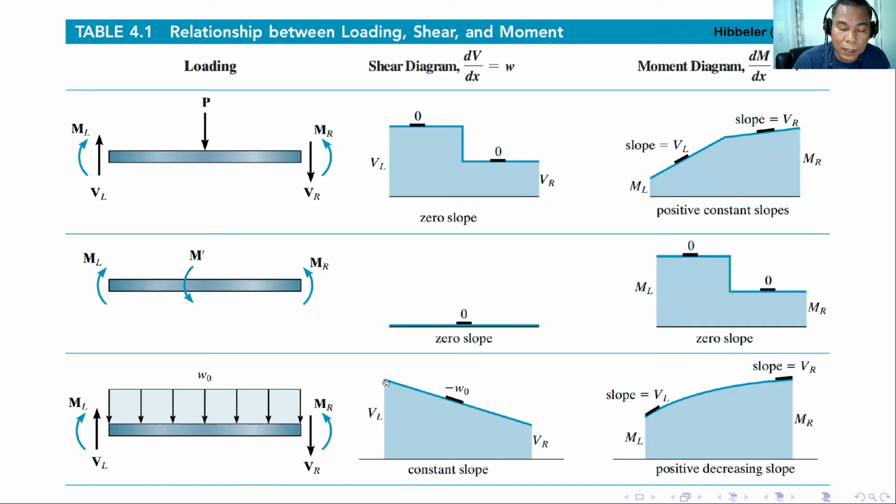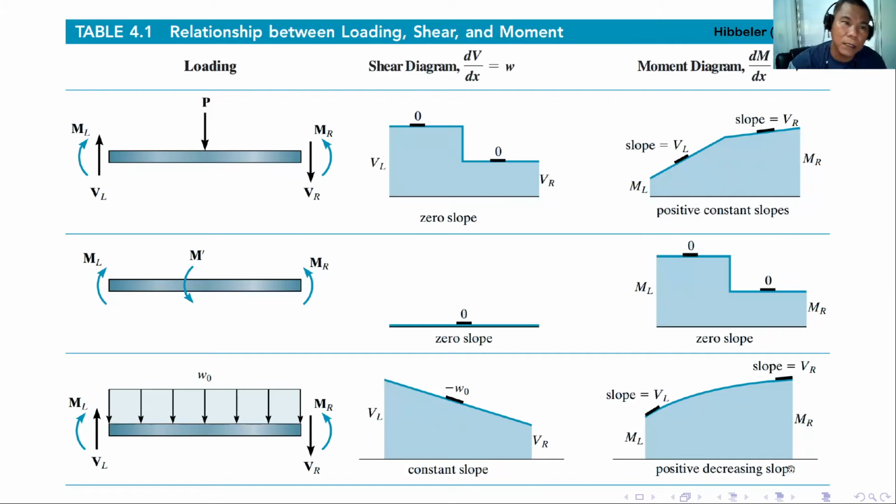But as it changes position, the value of the shear is also changing. So that's why the slope here is also changing. The value of the shear is decreasing, so the slope is also decreasing up to equal to VR. Okay, so then there is a sudden downward MR that is equal to MR.